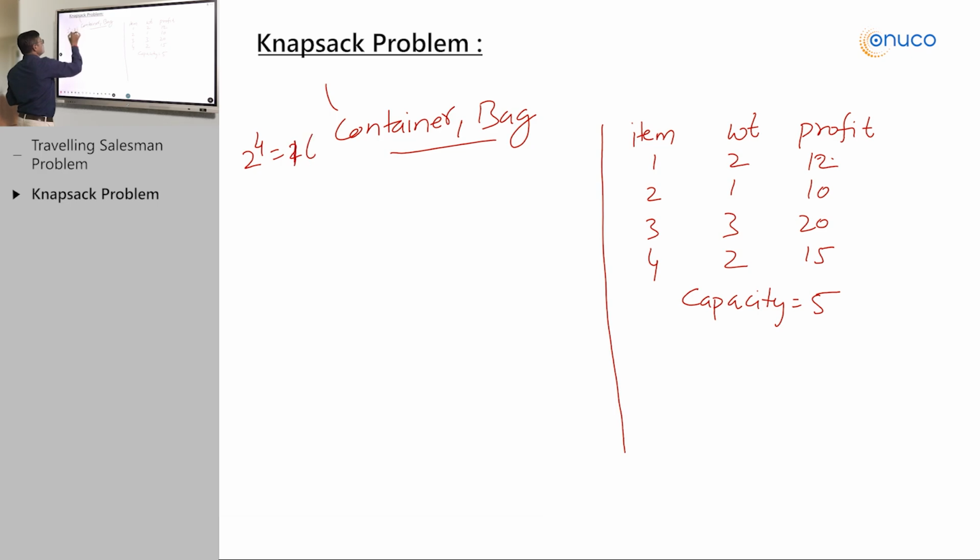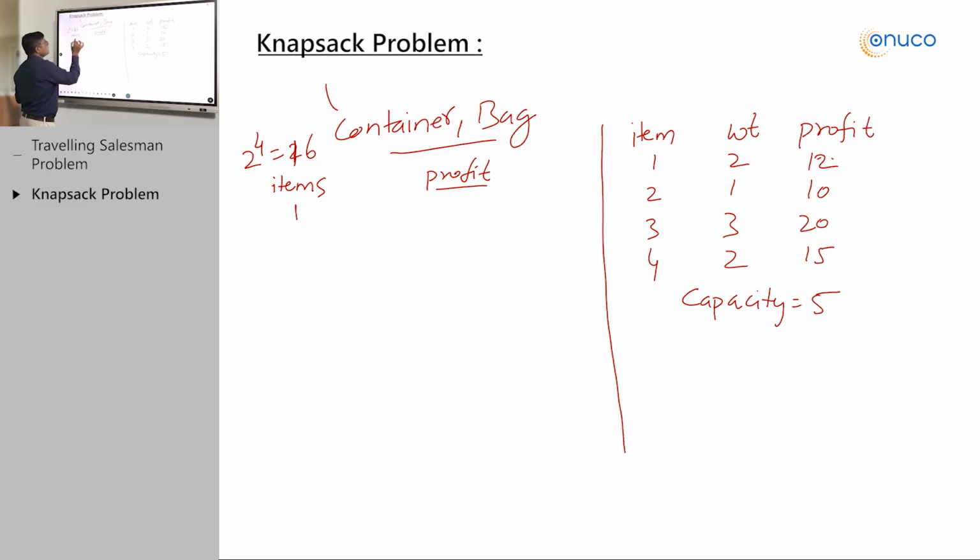We are going to select all 2 to the power 4 possibilities, right? As you have studied the power set, we will have all possible combinations of the set. So first, you are going to select items and write their profit, and whether it is feasible or not feasible, which you will write as a comment.